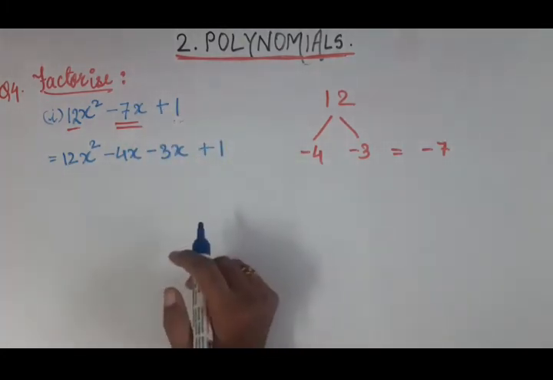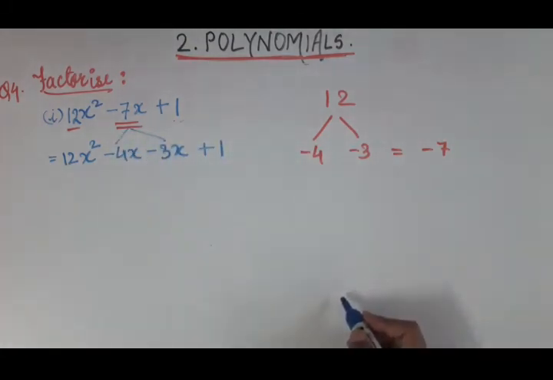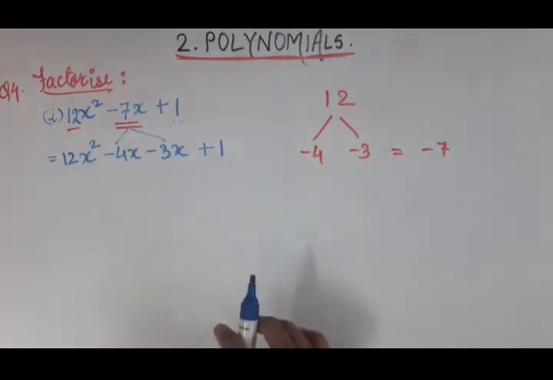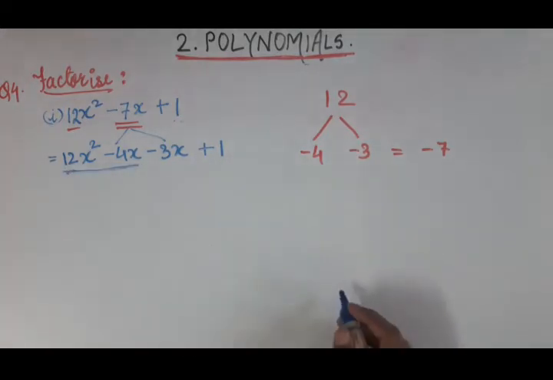What we have done? We have only split the middle term. Minus 4x minus 3x, again you will get back minus 7x. So this method is called splitting the middle term. Okay. Now after splitting the middle term, take the first two terms.